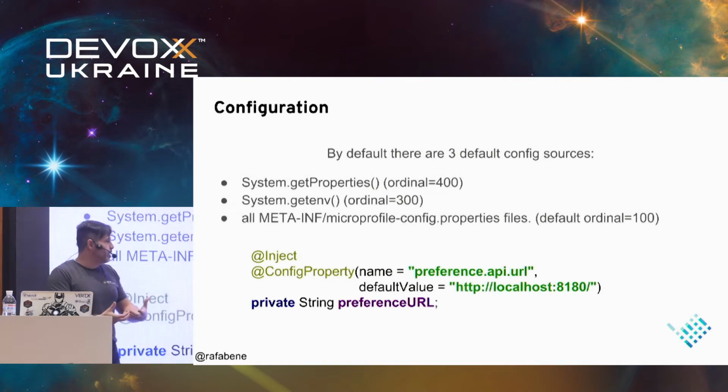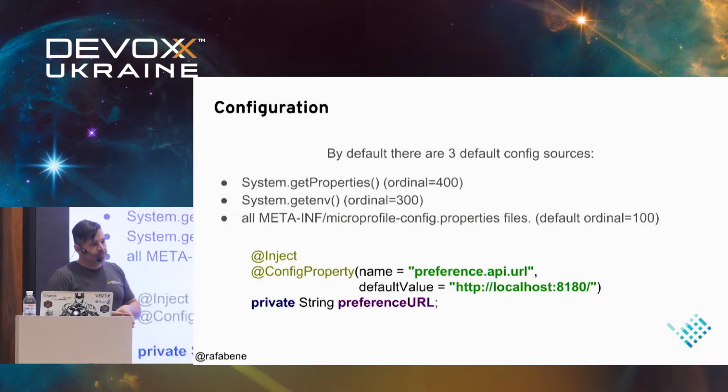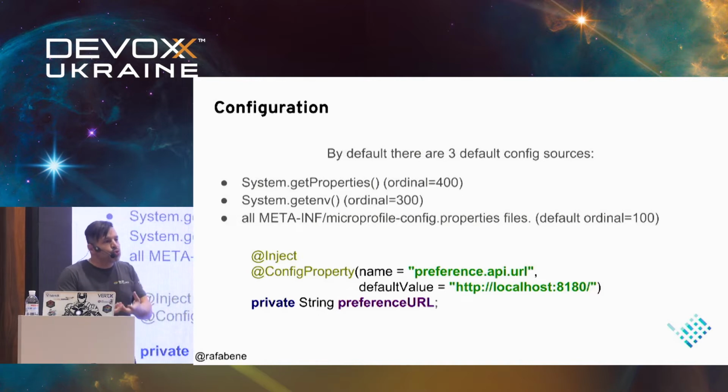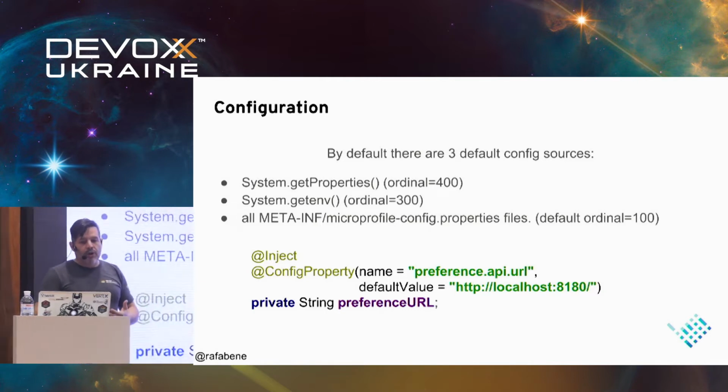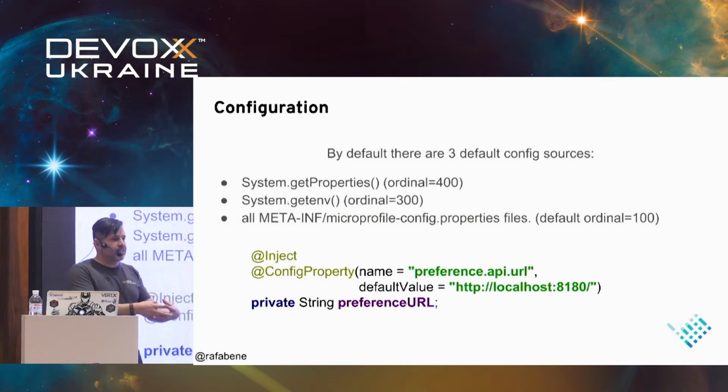It uses CDI, so you just have an annotation called ConfigProperty that allows you to consume that value from different providers. So we have different providers. You can specify that value using system properties, or you can specify it using environment variables, or even inside a config file called microprofile-config.properties.